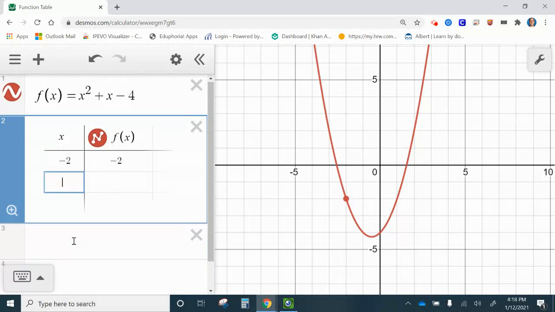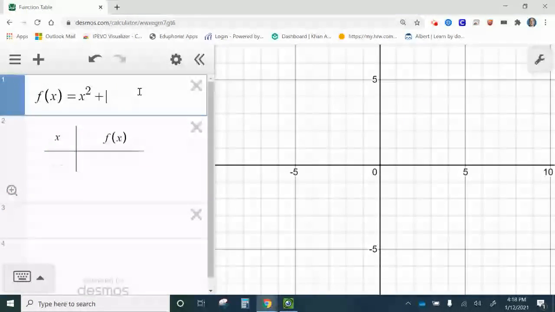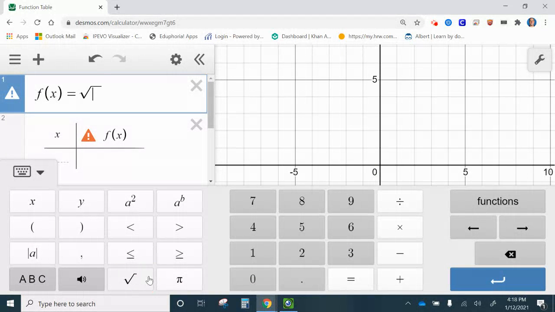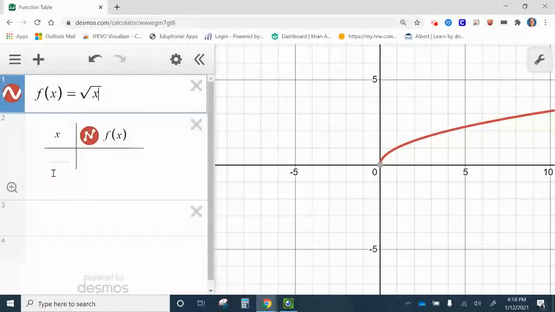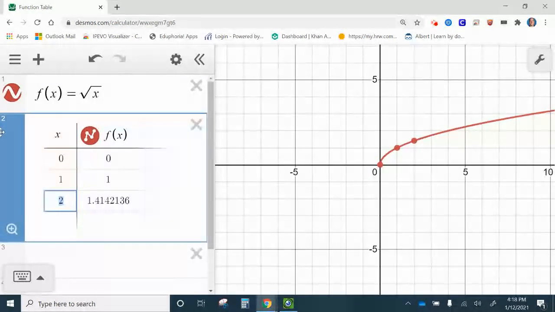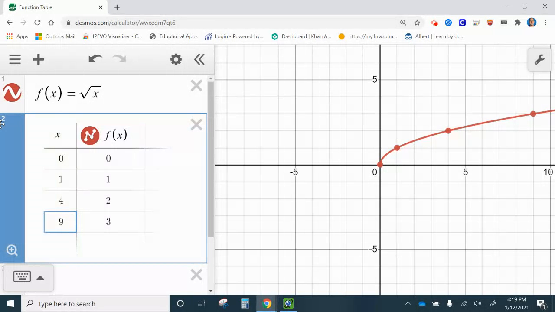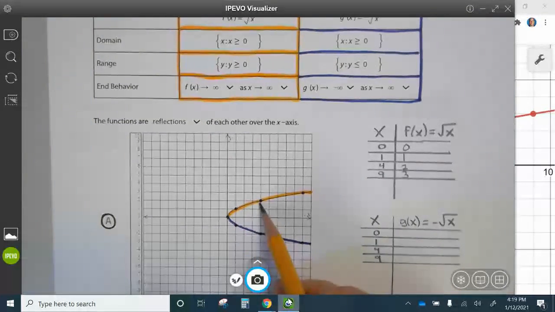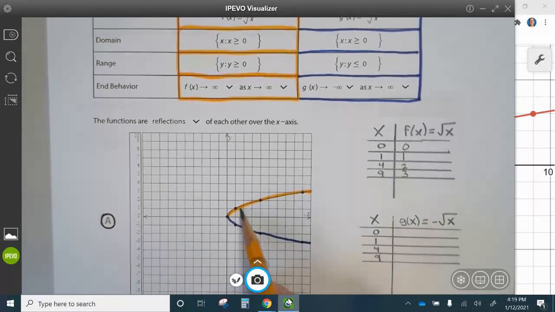So I'm going to delete this, and then I'm going to put the square root of x. And now we know there's no negative x values, so we're going to start with the vertex 0, 0. And then we're going to do 1, 2 doesn't work, 3 doesn't work, 4 works, and then 9. So those are our values: 0, 0, 1, 1, 4, 2, 9, 3. So we're going to graph those points. So this is the square root of x.